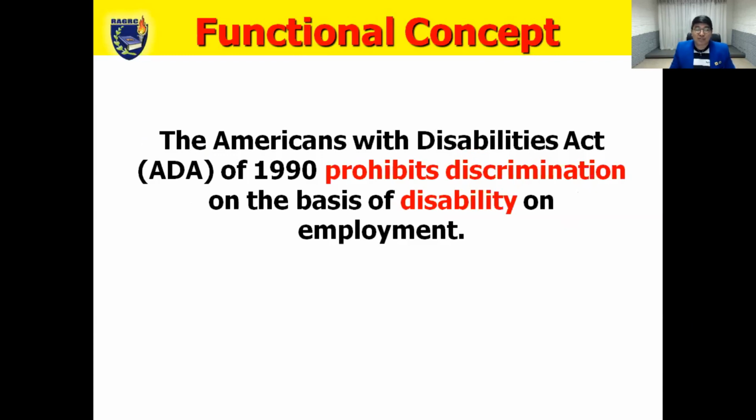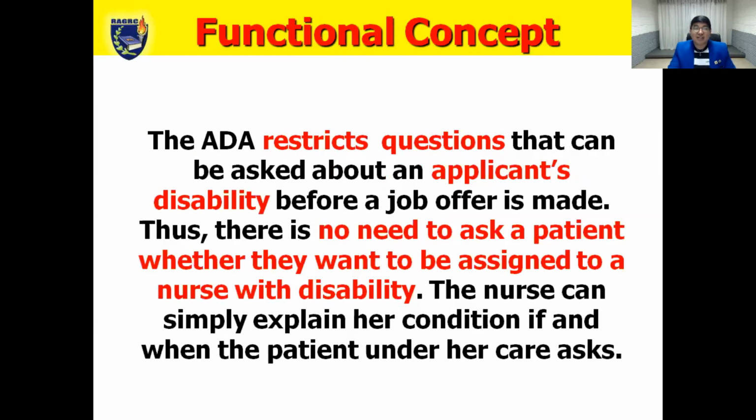So for this specific topic, the first functional concept that we're going to go through would be this one. The Americans with Disabilities Act of 1990 prohibits discrimination on the basis of disability on employment. Thus, the ADA restricts questions that can be asked about an applicant's disability before a job offer is made. So thus, there is no need to ask a patient whether they want to be assigned to a nurse with disability. The nurse can simply explain her condition if and when the patient under her care asks.